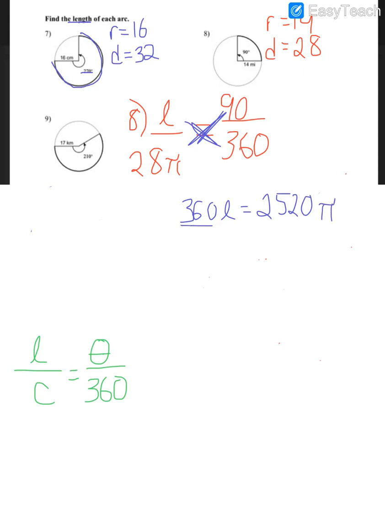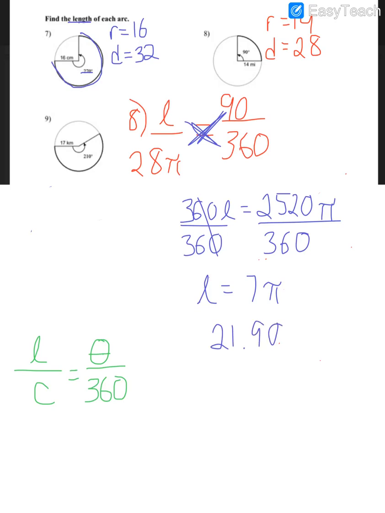And then we just have to divide by 360. That would give us, for the length, 7 pi. So basically 7 times 3.14, which is 21.98. And in this problem, that should say 8, sorry, 21.98, in this problem it was miles.